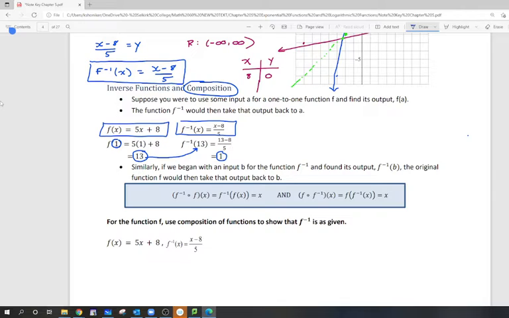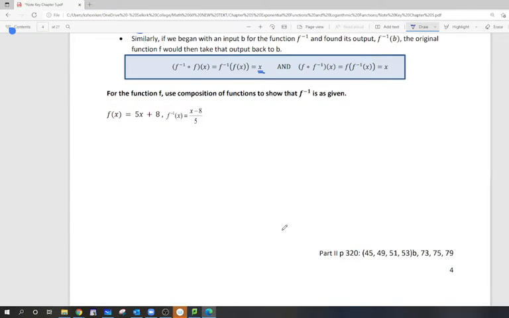So what we're going to do is take composition of functions. So you're going to take the inverse function of f of x, and it should simplify to your input, x. And then same thing here, you're going to have your function, and you're going to find your function f at your inverse function, and it should simplify to x. It's kind of a weird process, but it's kind of fun.